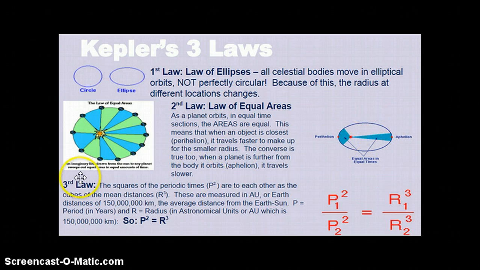And Kepler's third law: the squares of the periodic times, P squared, are to each other as the cubes of the mean distances. These are measured in astronomical units, or Earth distances, where 1 AU is 150 million kilometers, the average distance from the Earth to the sun. So P is the period in years, and r is the radius in AUs. Period squared equals the radius cubed. We'll have plenty of time to sort this one out. There you have it.